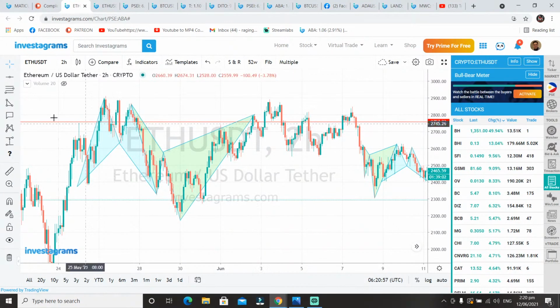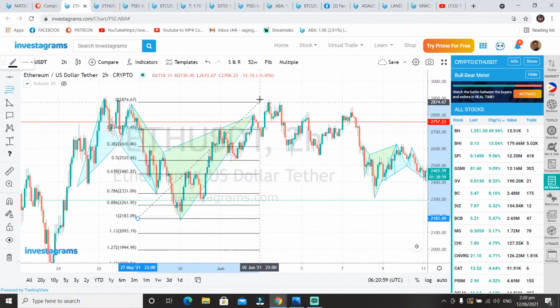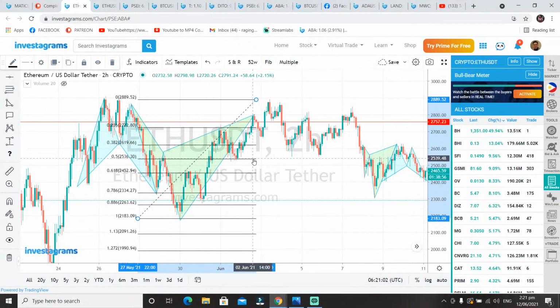So from here to here, let's check. Did it make at least 50%? No, it didn't. If we're going to use the 38%, what we usually expect is for our level C, for example, X to A, then B is this one, only about 38%. We are expecting our C to be more than this level. Since it didn't manage to make it to 50%, what we expect for level C will now be more than this one.